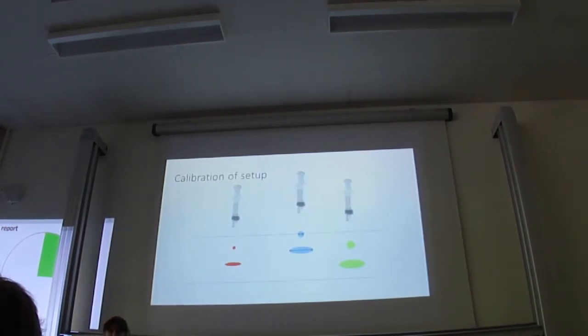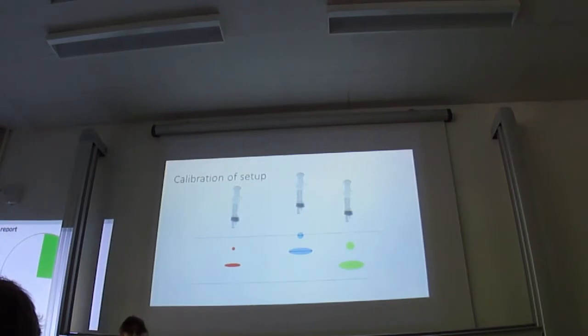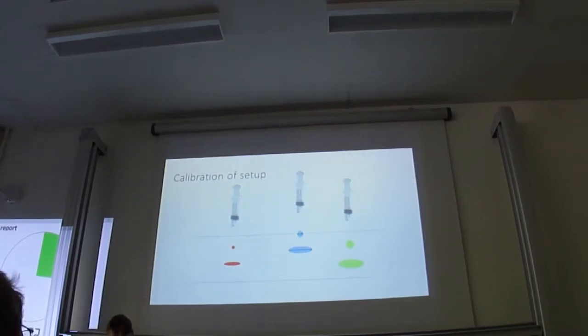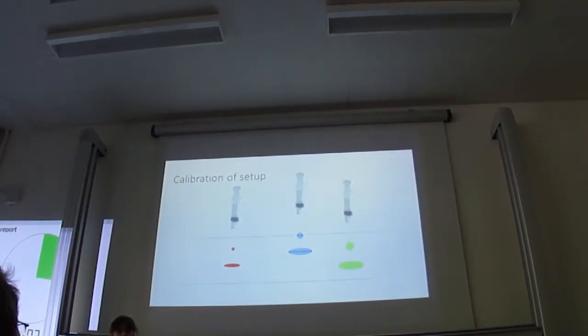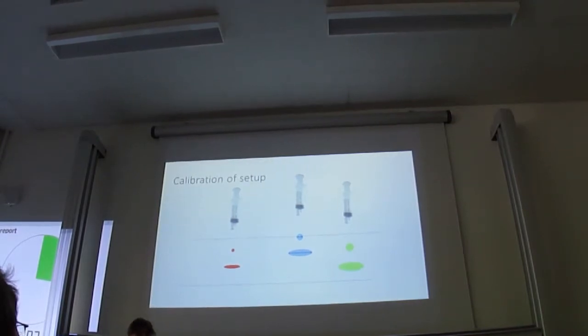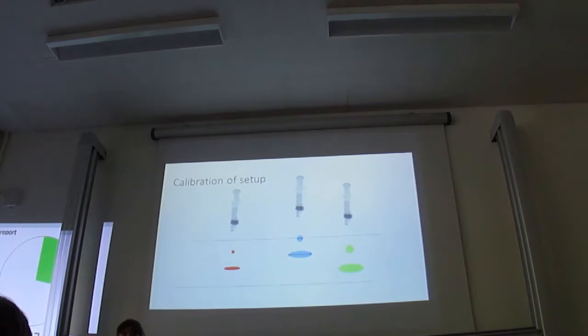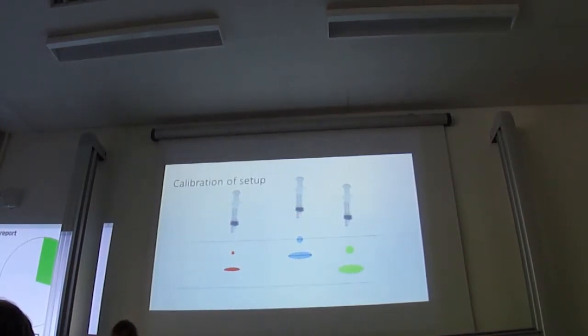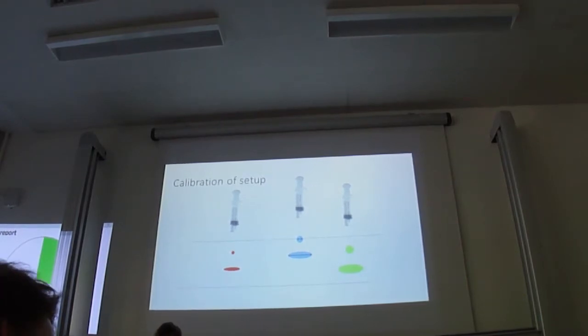Of course, the size of spots isn't equal to the size of droplets, so we should calibrate our setup. For calibration, we used a syringe. We fixed the droplet size and we measured the size of spots on the paper sheet.